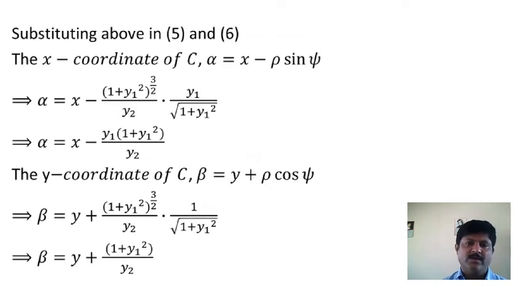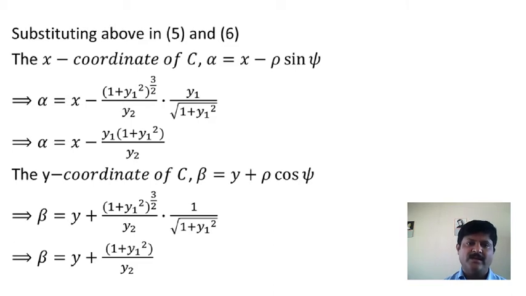Substitute the above equations 5 in 6 and 7. The x coordinate of C is alpha equals x minus rho sin psi. Substituting for rho and sin psi, we get alpha equals x minus 1 plus y1 square to the power of 3 by 2 into y1 divided by root of 1 plus y1 square. Therefore, alpha equals x minus y1 into 1 plus y1 square by y2.